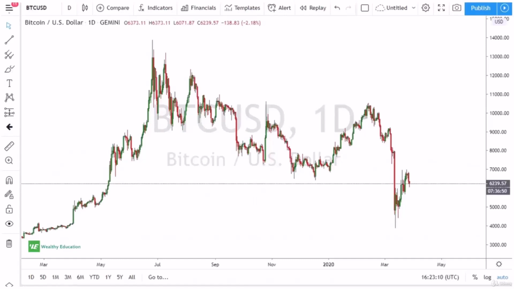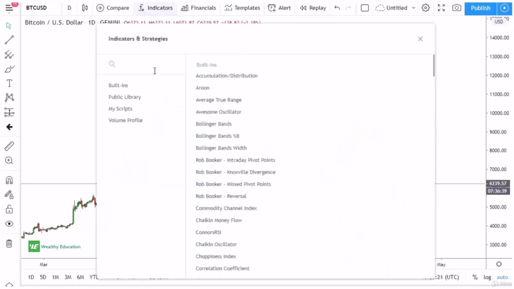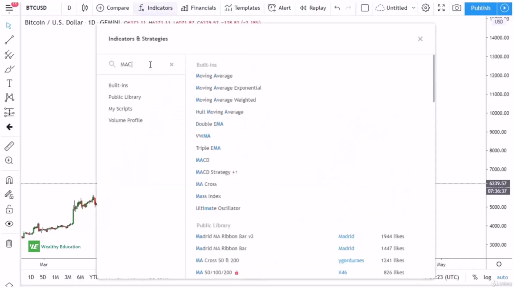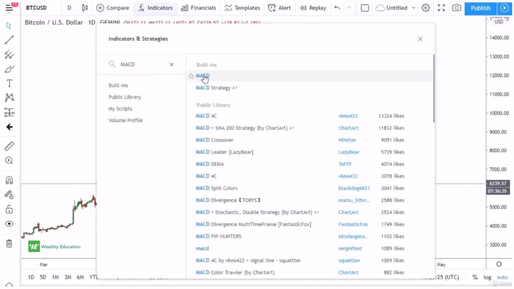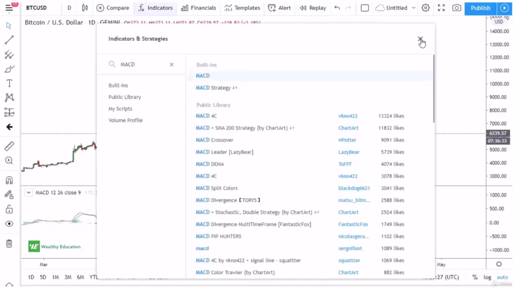In this video, we'll take a look at the Moving Average Convergence Divergence, or MACD indicator. The first thing we'll do is put that on the chart. So let's go ahead and click on Indicators, type in MACD, and it'll come up. Make sure you click MACD and not MACD Strategy.